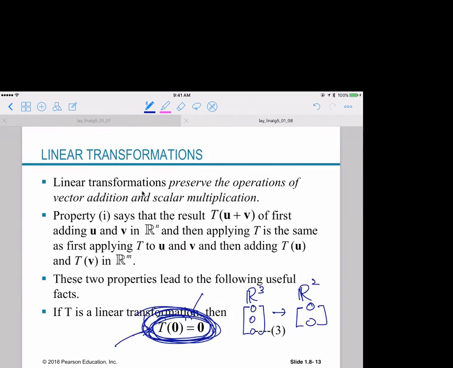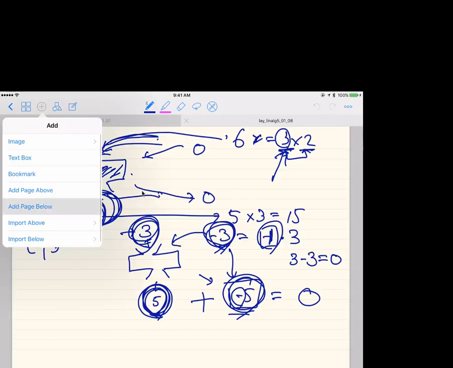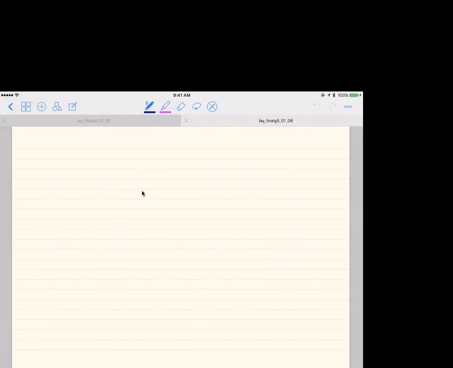Okay, and then let me ask a hopefully interesting question. Is this a linear transformation or not? Is this linear or not? Linear. Non-linear.